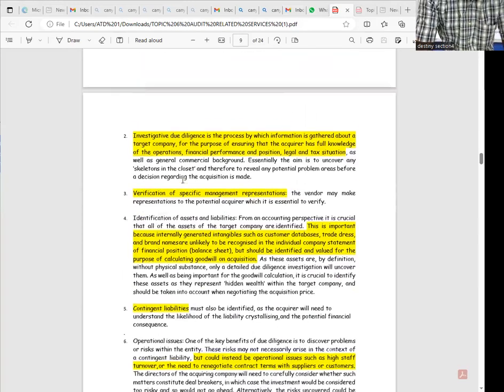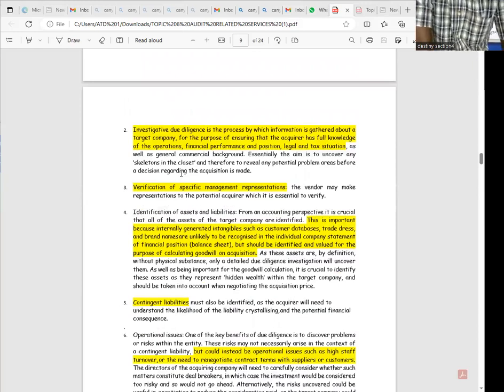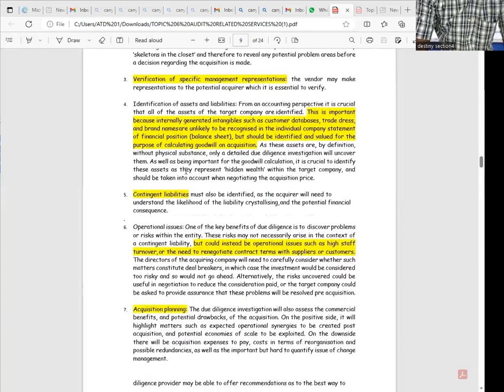Two, investigative due diligence is the process by which information is gathered about a target company for the purpose of ensuring that the acquirer has a full knowledge of the operation, financial performance and position, legal and tax situation, as well as general commercial background. Essentially, the aim is to uncover any skeletons in the closet and therefore to reveal any potential problem areas before a decision regarding the acquisition is made.